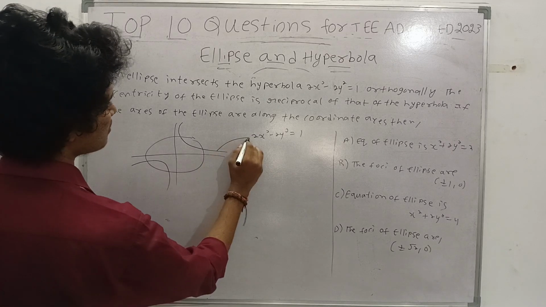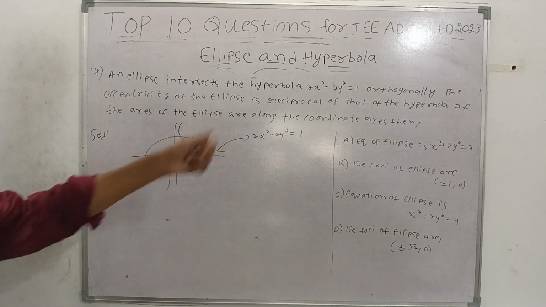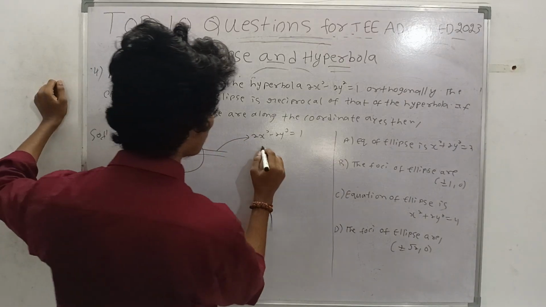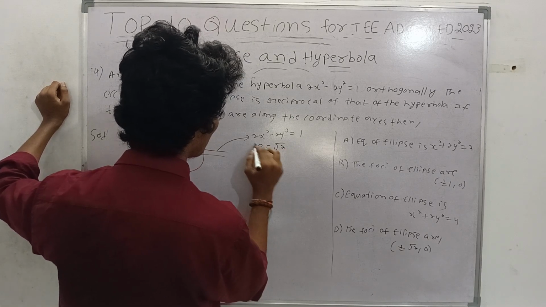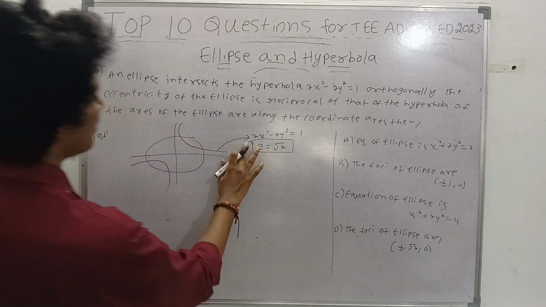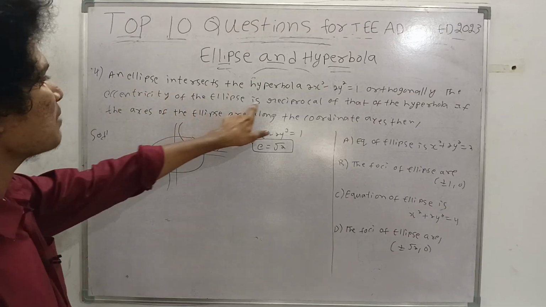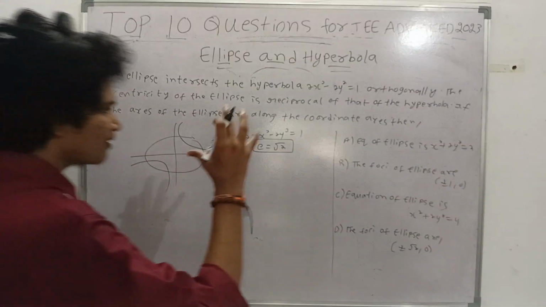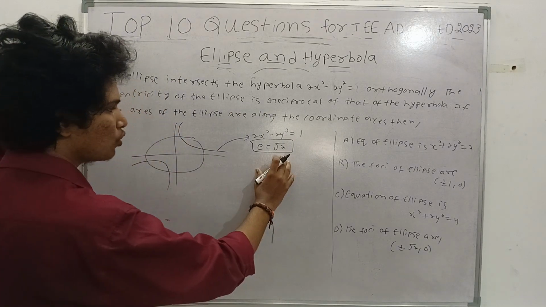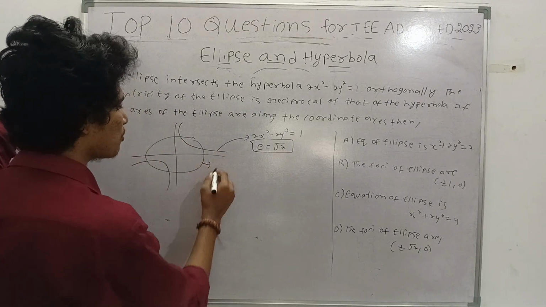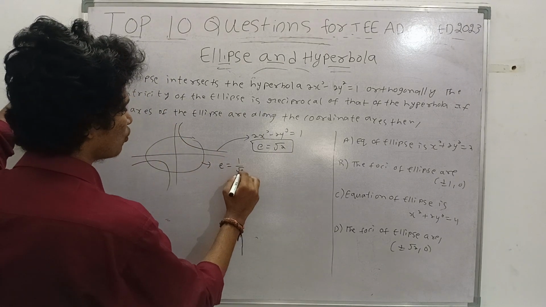And what is the equation of this rectangular hyperbola? This is the equation. And for this rectangular hyperbola, we already know the eccentricity. It is root 2. So e equals root 2 here. And they have given that the eccentricity of the ellipse is the reciprocal of that of the hyperbola. If the eccentricity of the hyperbola is root 2, the ellipse eccentricity is 1 by root 2.